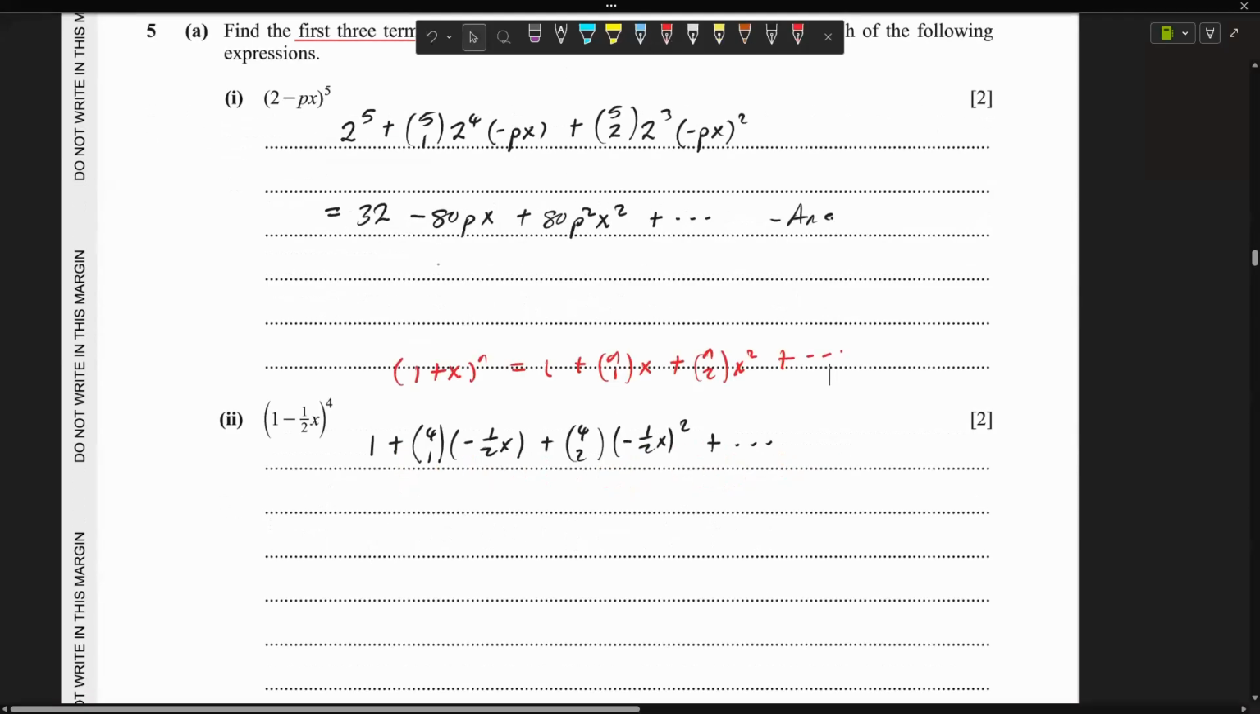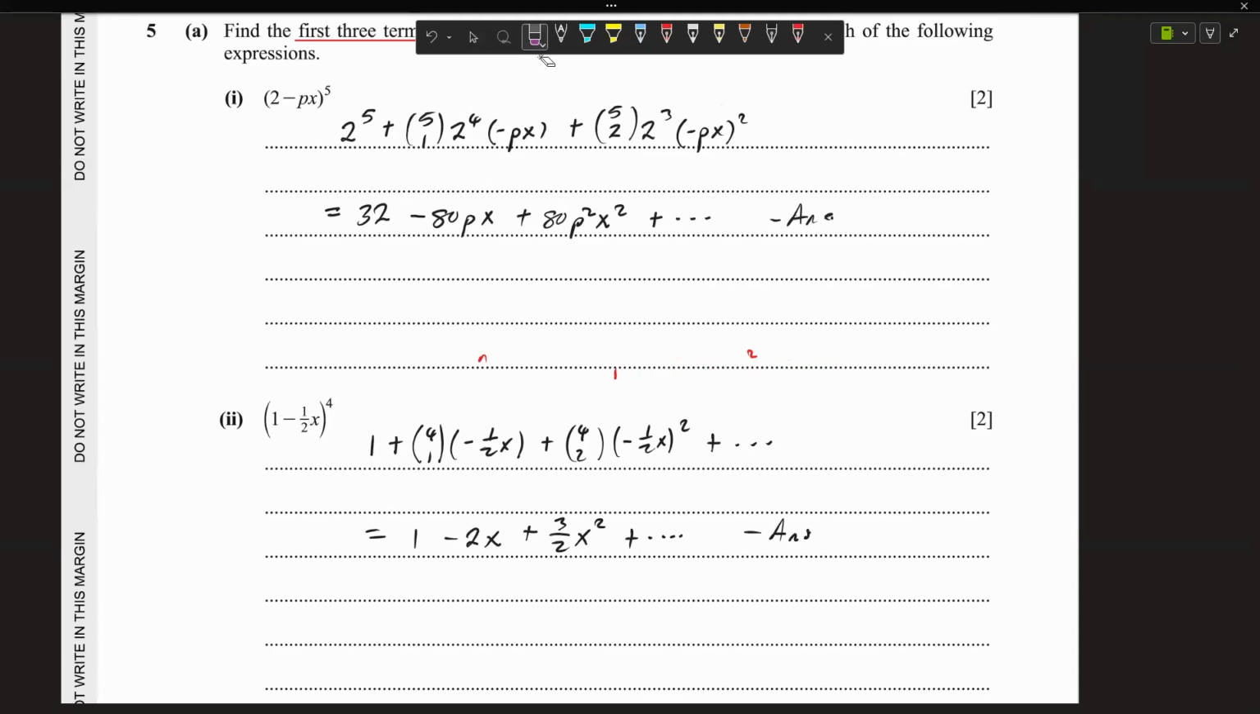All right, so this should give us 1, and 4 times minus a half is minus 2. So that's minus 2x. And 4 choose 2 should be 6, right? 6 times a quarter, 3 over 2. So plus 3 over 2 of x squared, goes on and on, but we just want the first 3 terms. So 1 minus 2x plus 3 over 2 of x squared. And that's it right there. I'm going to remove this because it's not part of the working.